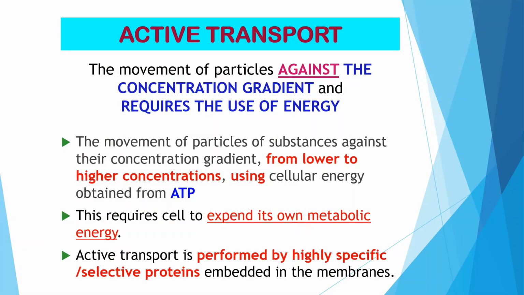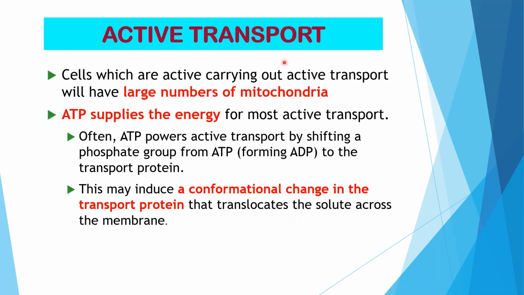The second type of transport of small molecules is active transport. Active transport means the movement of particles against their concentration gradient, from low to high concentration, using the cellular energy obtained from ATP. So they get the ATP energy from the mitochondria. This type of transport needs a transport protein, such as the carrier protein.